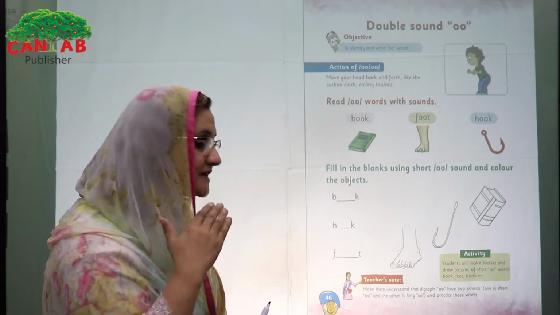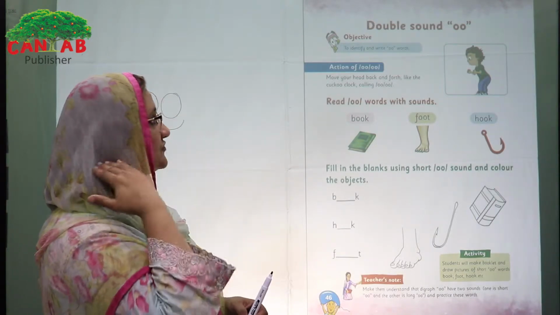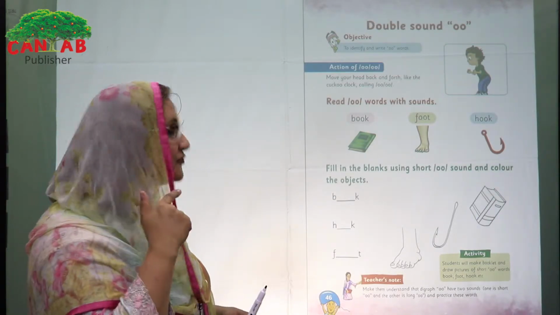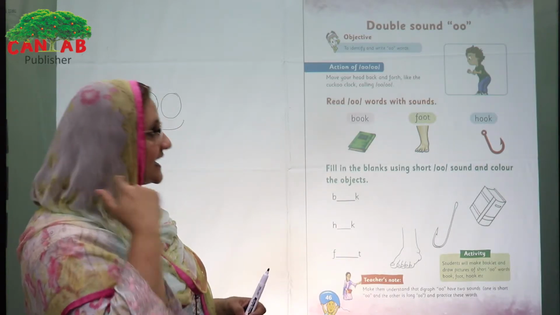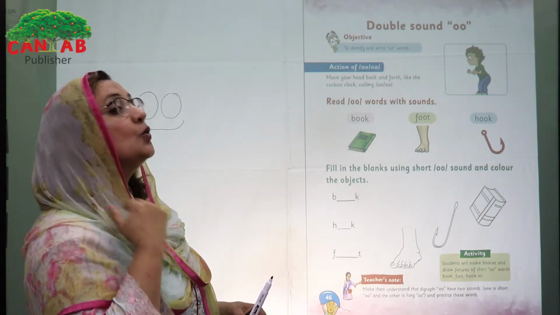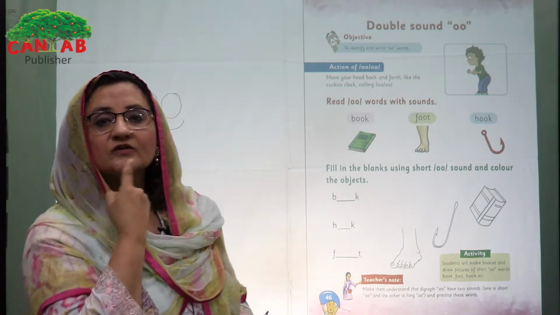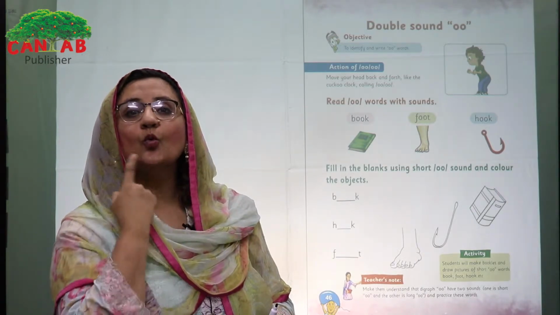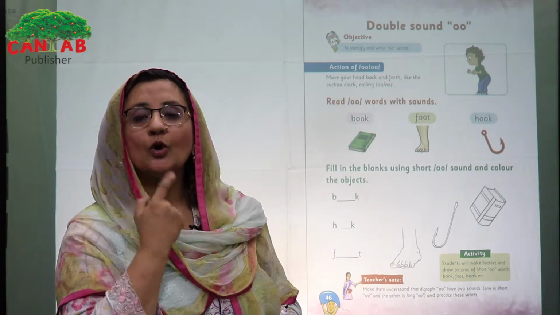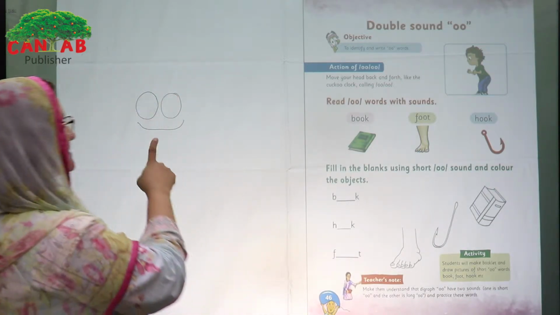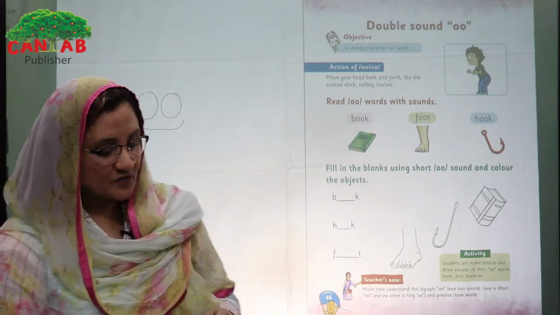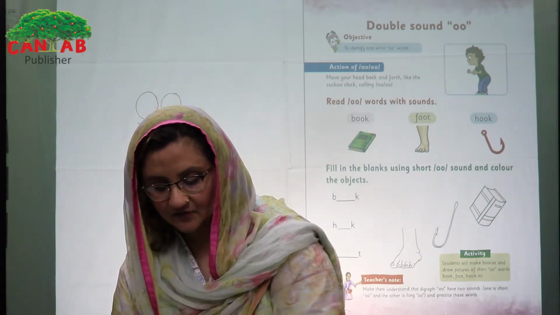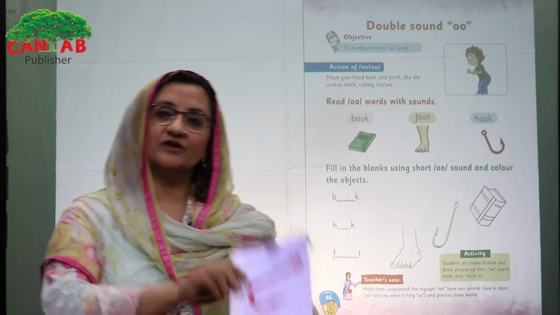You have to tell them that they have to move their head back and forth like the cuckoo clock, and they have to say ooh with a round mouth. Ooh, ooh, ooh. So what is this? This is the ooh digraph.